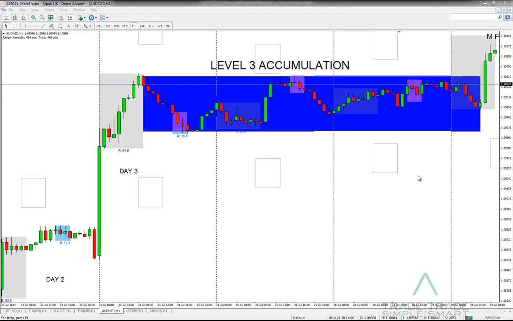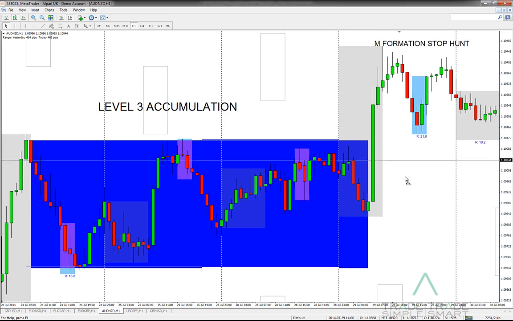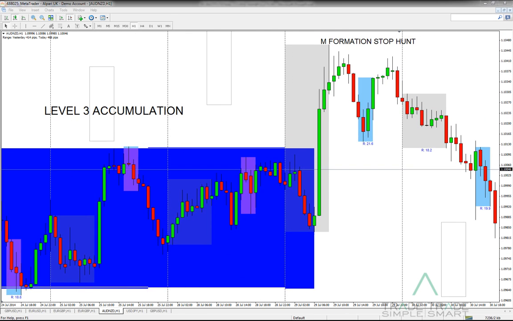After this extended period of accumulation, which has lasted 3 days, we see the market moves to the upside, and here we have a stop hunt in the form of an M. Okay, and the M formation stop hunt is a form of manipulation, and we're going to take a look at the intricacies of the M and also the W stop hunt. But for now, I'm just going to concentrate on the weekly process.